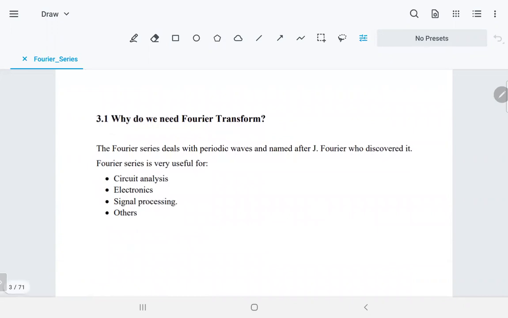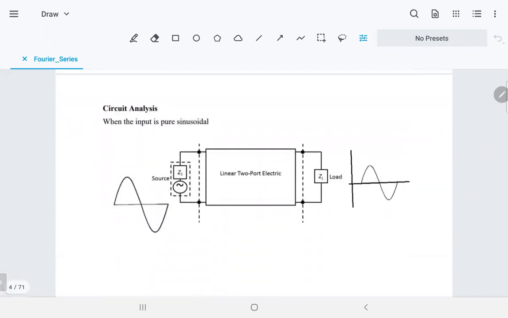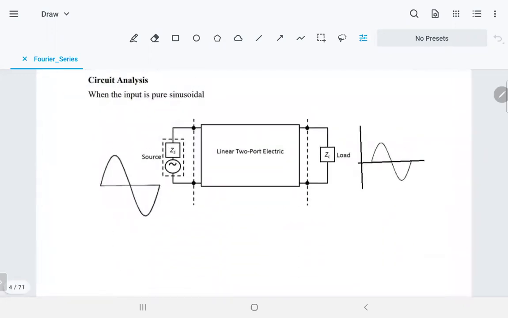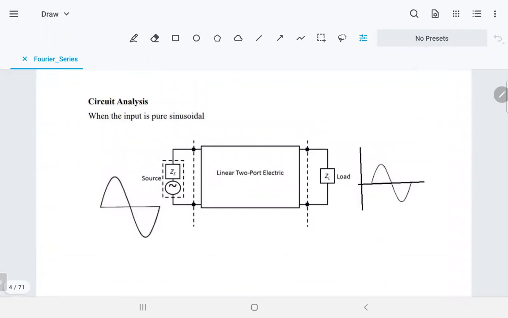Okay, so why do we need Fourier series at the beginning? Well, let me just give you a quick example. You remember when you had circuits? Did you have circuit 1, circuit 2? I'm taking that right now.